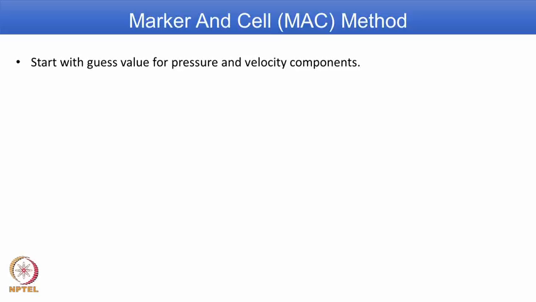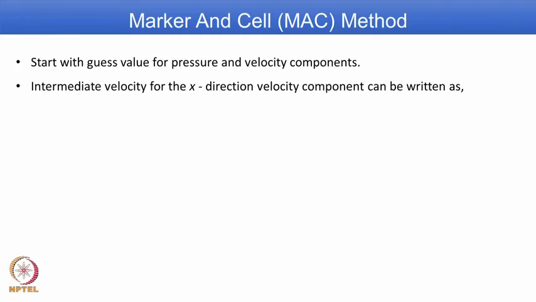For any calculation, once you define mesh and you decide the variable location, you are able to describe boundary conditions. But what about all the internal nodes? All the internal nodes are initialized with some guess value. This step is called initialization. So, you start the solution with a guess value of pressure and velocity component. We will now explain the procedure for u momentum equation. The procedure is the same for v as well as w momentum equation.